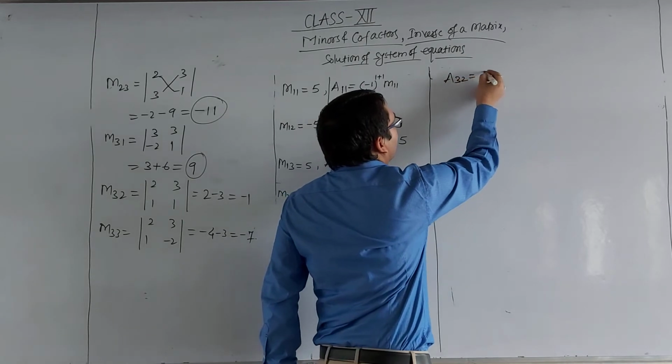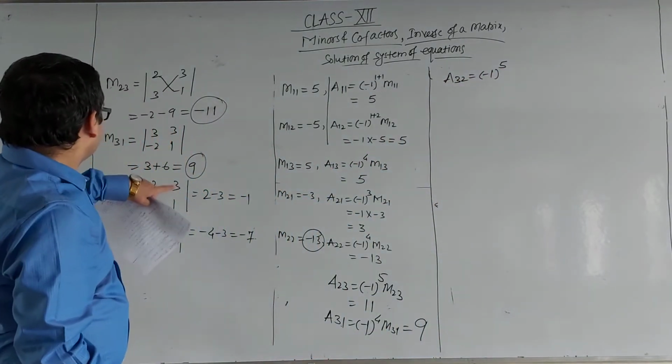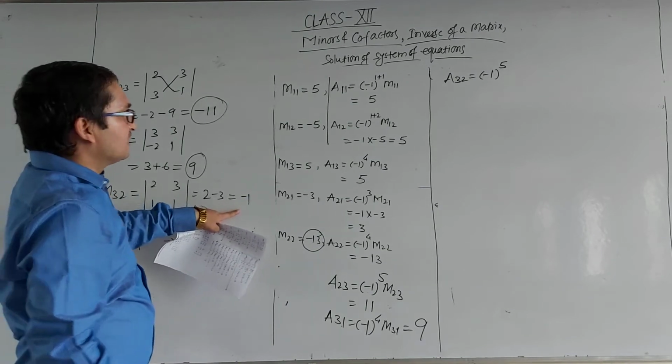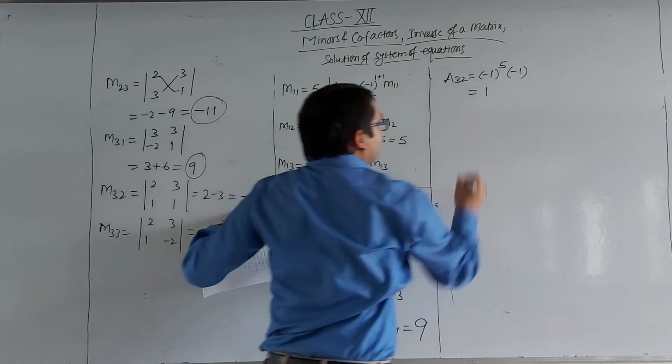Now A32 is minus 100 power 5, 3 plus 2 is 5. So here what is M32? Minus 1. So it will be 1.